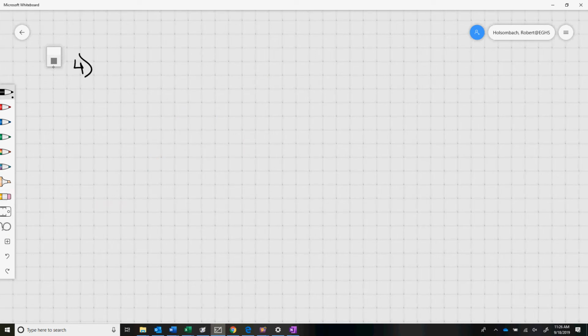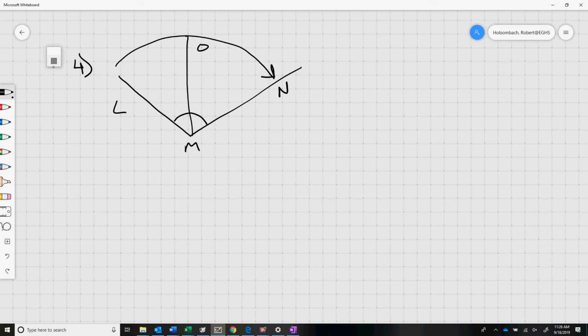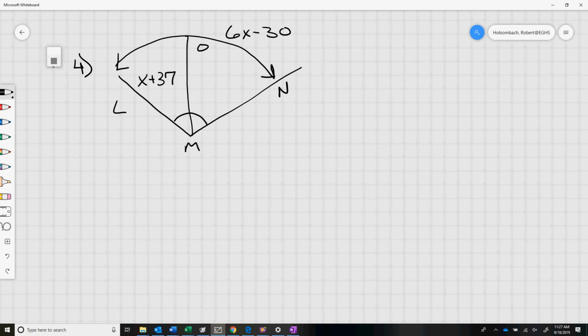Number 4. MO bisects LMN. That means these two angles are congruent. LMN equals 6x minus 30, so this big angle, 6x minus 30. LMO is x plus 37. Find NMO. So you need to find the measure of this angle right here.